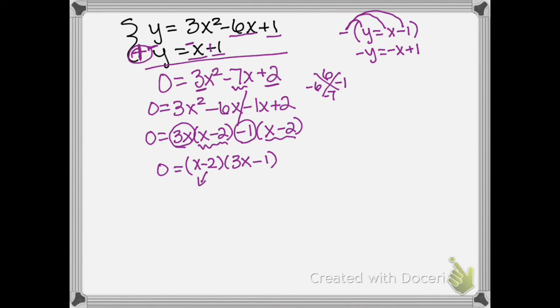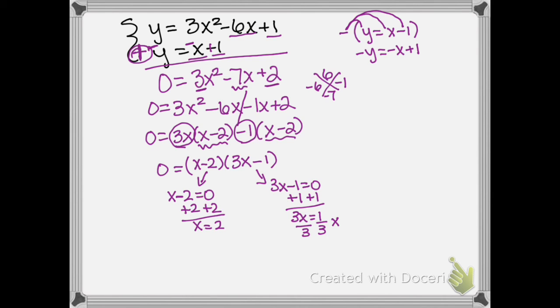Then using the zero product property, we will set each factor equal to 0 and solve. And it looks like we have 2 values for x. So we have 2 points where these equations intersect, sorry, that is an equal sign. Okay, so at x equals 2 and x equals 1/3, this parabola, our first one because it has x squared, and the line will intersect.